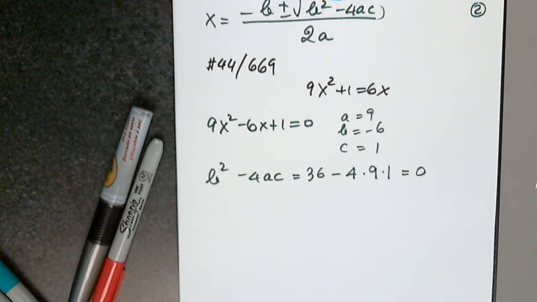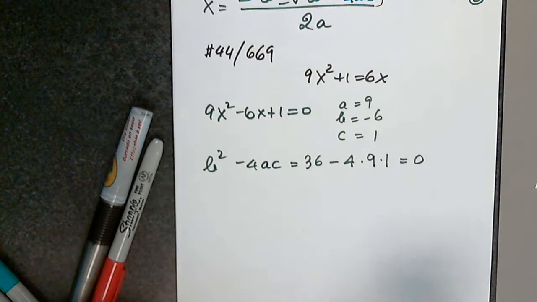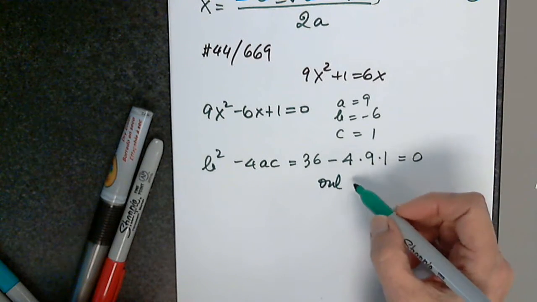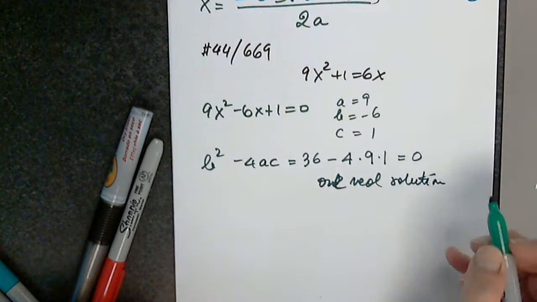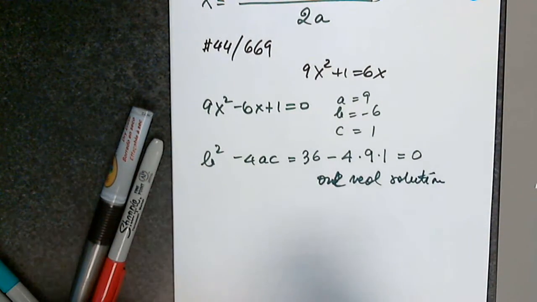What do we conclude about this equation? Although we did not determine the solutions, we can draw a conclusion. What is the conclusion? It has one solution. Only one real solution. And to be exact, I should write in parentheses, it's the same solution twice. That's the correct answer.